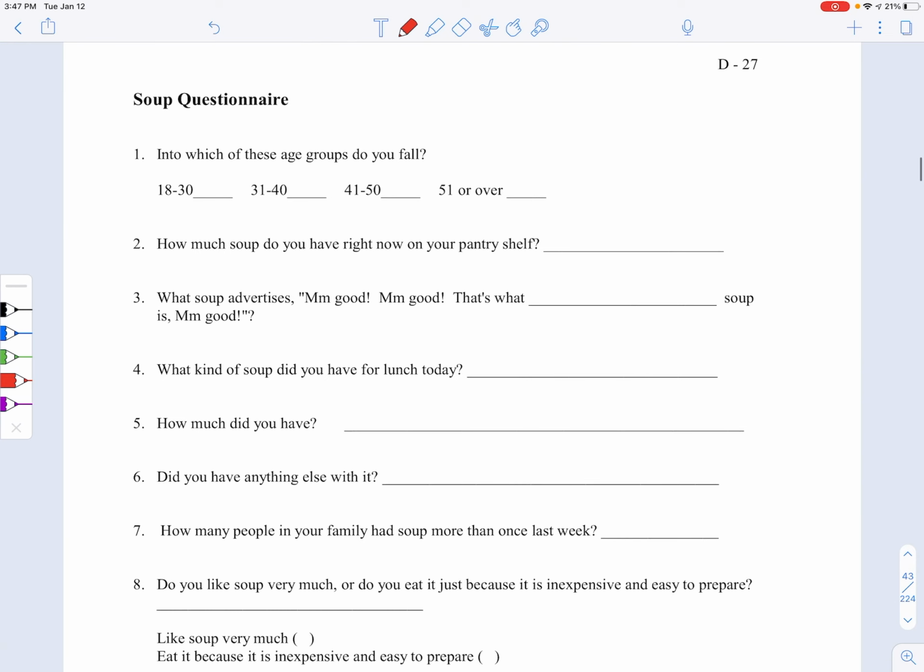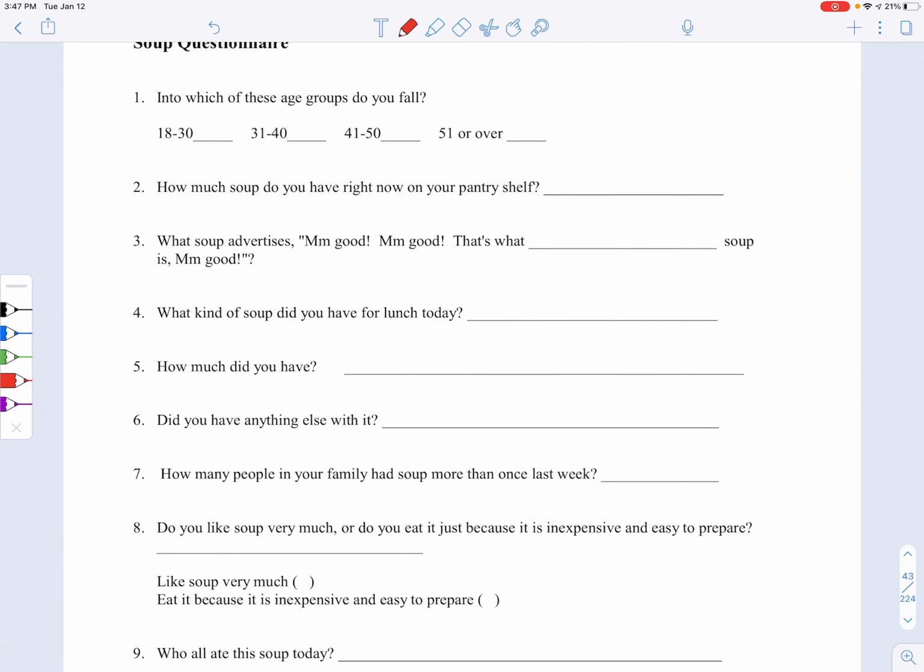27, number 4 is one we just looked at: What kind of soup did you have for lunch today? I didn't have lunch, or I didn't have soup for lunch, and so how do I answer that? Again, you want to have something that branches to that, an earlier question that says, did you have soup for lunch today? Yes or no?